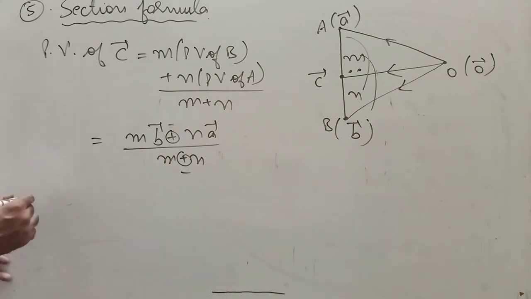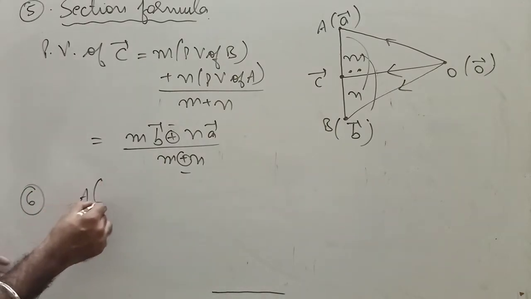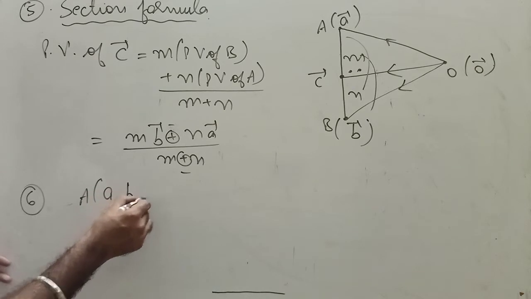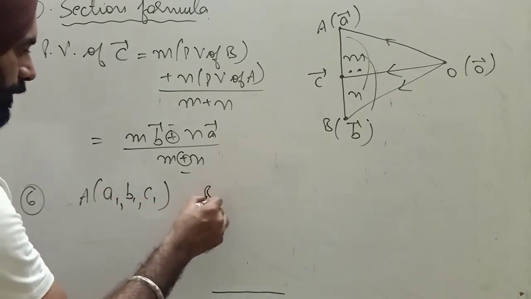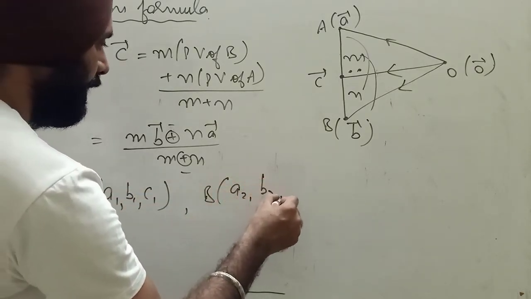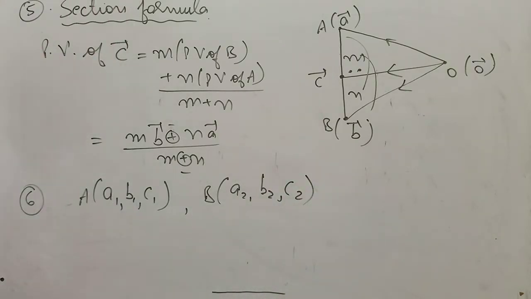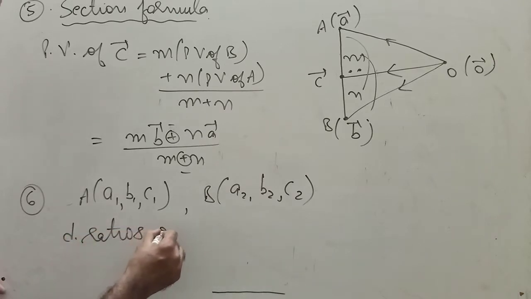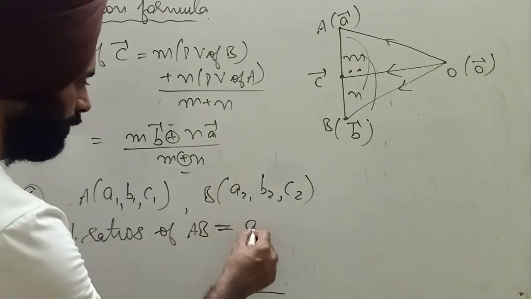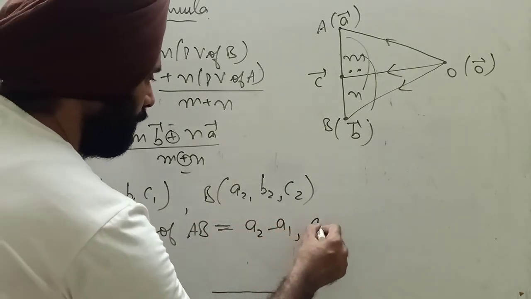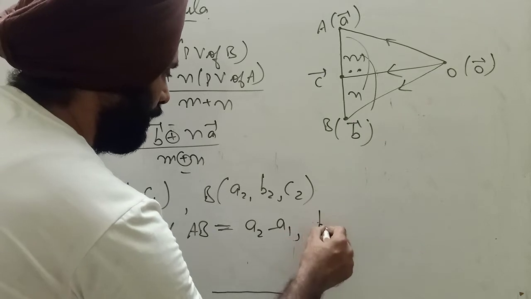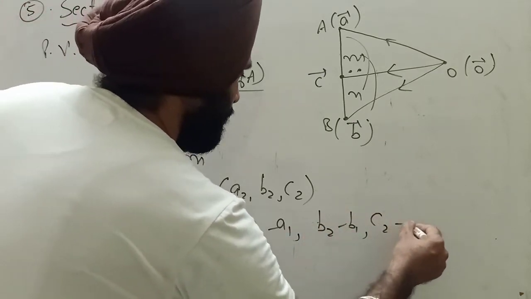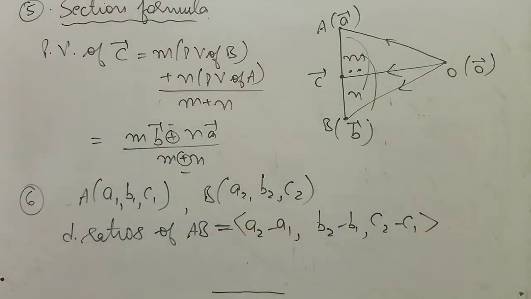Now the next thing is the sixth point. Let us take 2 points A (a1, b1, c1) and B (a2, b2, c2). Then how can we find the direction numbers? The direction numbers or direction ratios of AB are equal to final minus initial: a2 minus a1, b2 minus b1 and c2 minus c1. So these are the direction numbers.